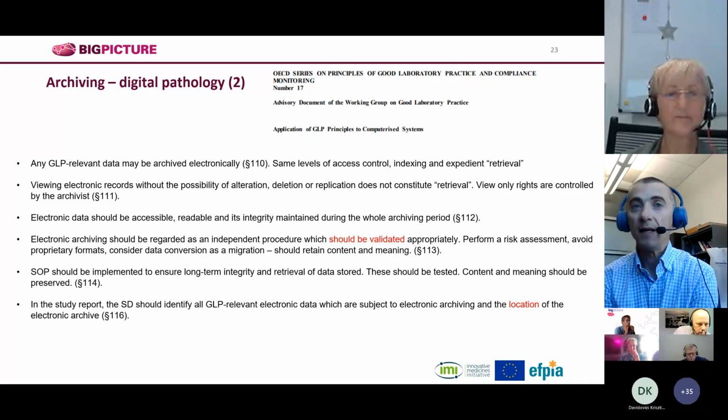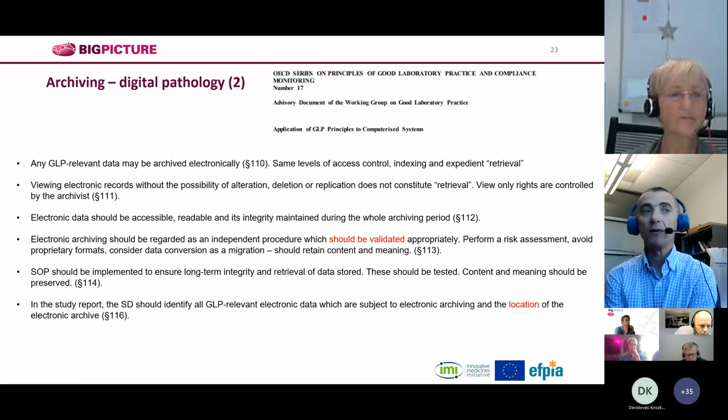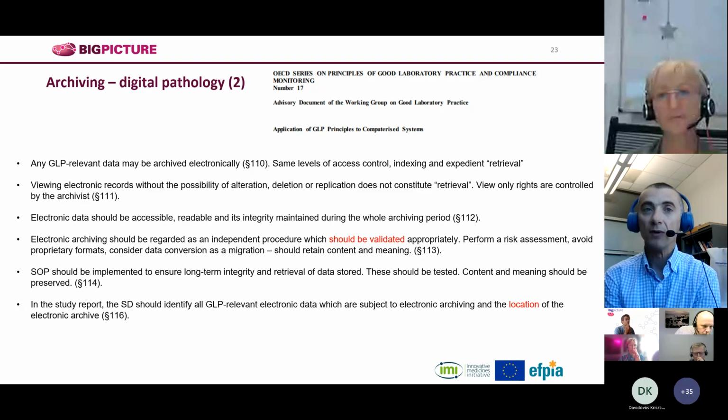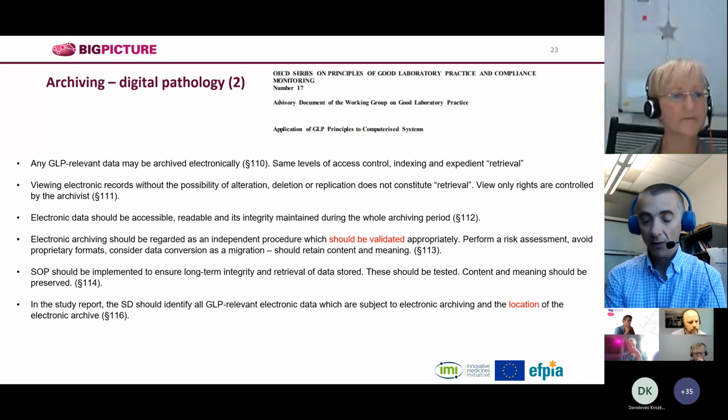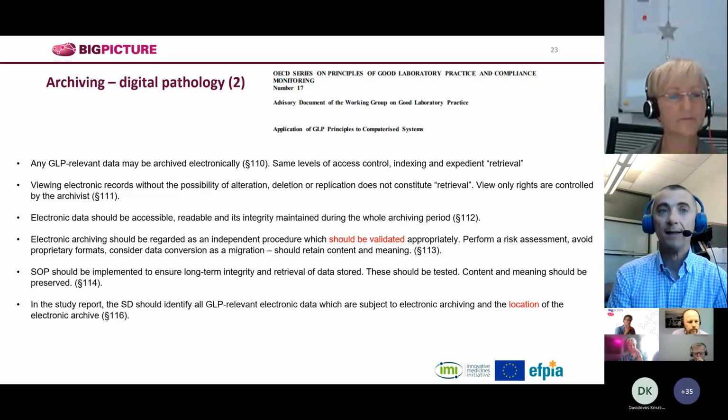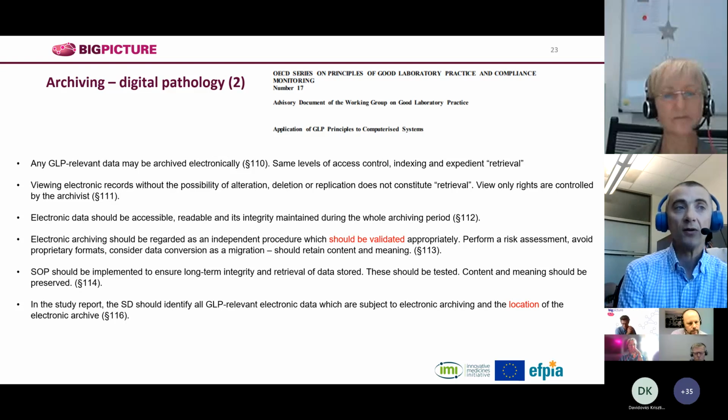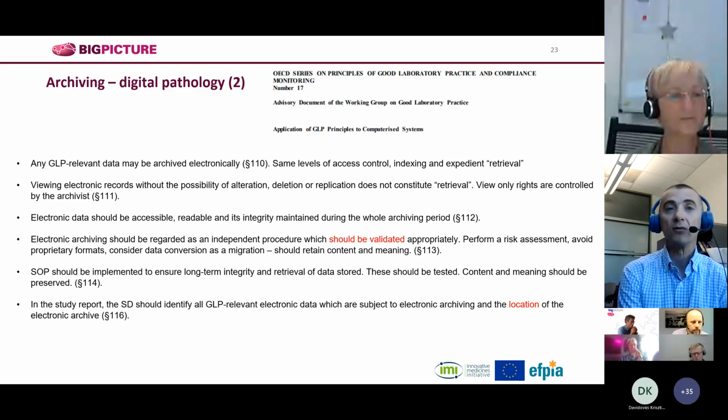There's a need for validation. As we mentioned before, archiving is an independent process. So we need to be very careful that we're not going to validate the use of whole slide images and then just forget this component, because that's one of the key components as well. And because it's under GLP, it has to be covered and described by SOPs. So there's nothing very new here.